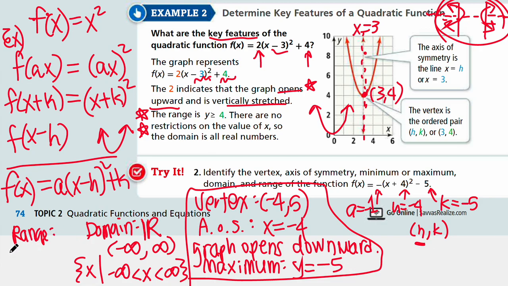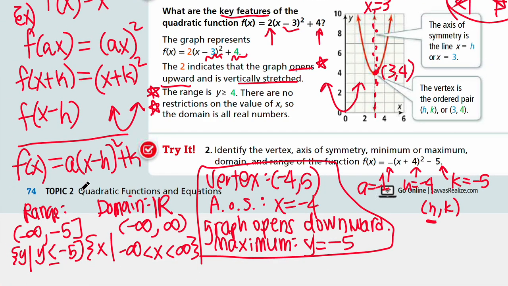So you can write it with interval notation starting at negative infinity. You never include infinity with a bracket because it's never going to end, so you can't really have a finite answer. Or you can write set builder notation: for all y values, y is less than or equal to -5. Okay, so this is the other half of your solution.